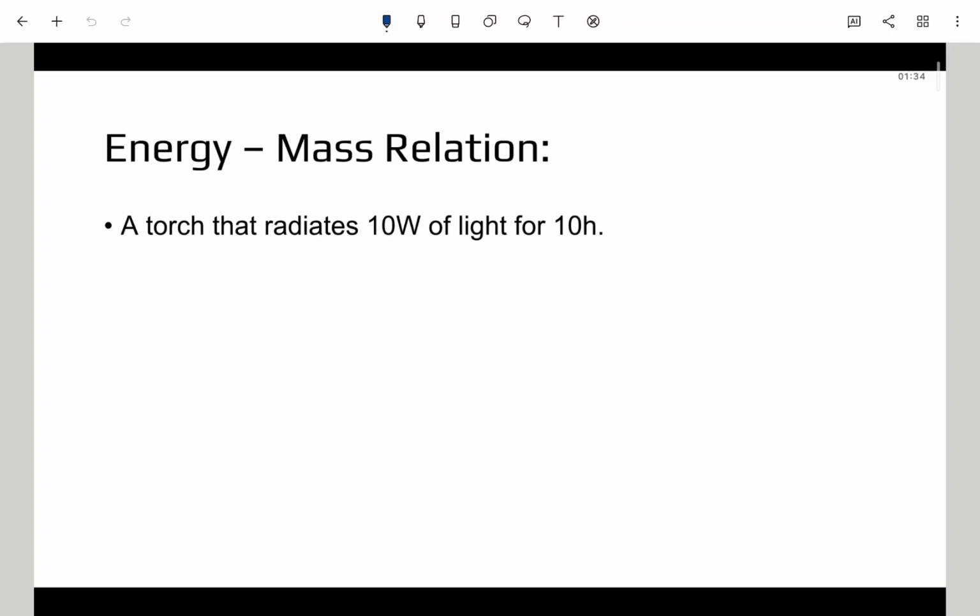Right, so if you've attempted that, let's have a look at it. So we're going to use E equals mc squared. And we want the change in mass, so we need to get the energy first of all. So we've got 10 watts for 10 hours. So nice and easy for A-level students, energy is power times time. So we've got 10 watts times 10 hours, and then it's 60 minutes, 60 seconds, so 3,600 seconds in an hour.